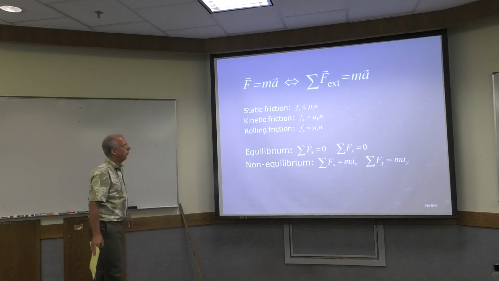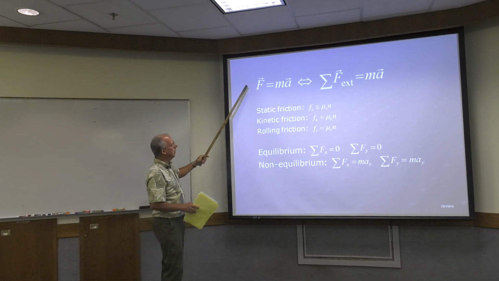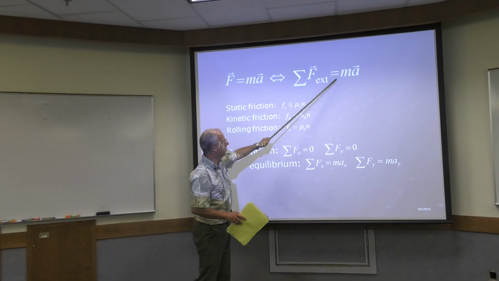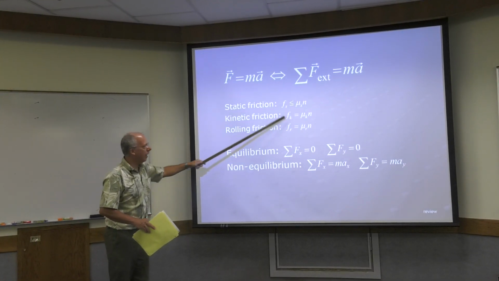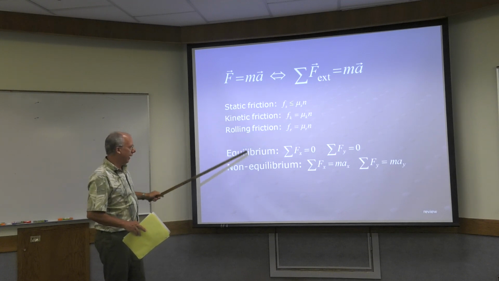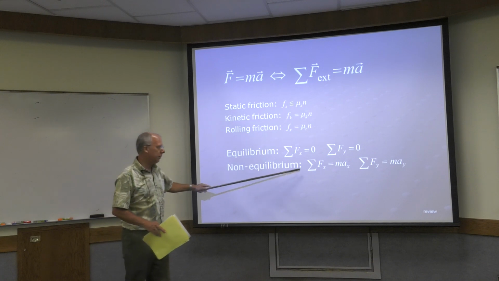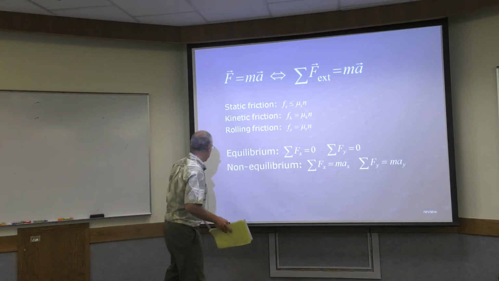Okay, let's just review what we discussed. So Newton's law of motion, F equals ma. What it really means is the sum of the external forces equals ma. We learned these friction rules last time, right? And equilibrium, sum of the forces equals 0. Non-equilibrium, sum of the forces equals ma. And you split them up into x components and y components. That's really all.